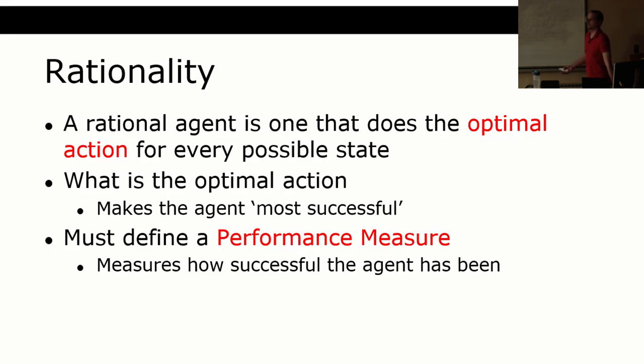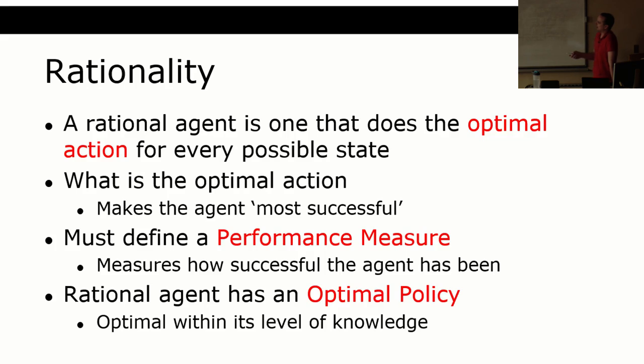So if I'm putting something into Google Maps, what might the performance measure be for that agent that decides where we should go? Time taken, yeah. So how do I get there the quickest? A similar thing might be shortest distance, maybe the least gas, right? So lots of different performance measures that we could have for the same type of problem. And so a rational agent, therefore, has an optimal policy. And it is optimal within its level of knowledge.